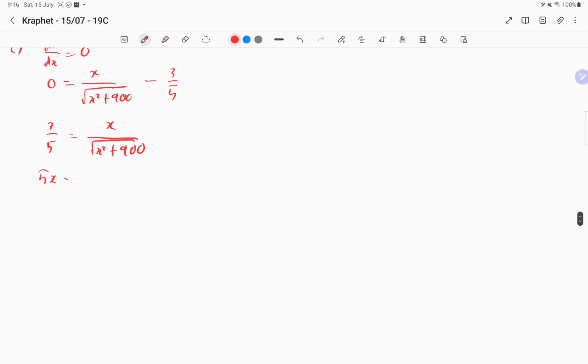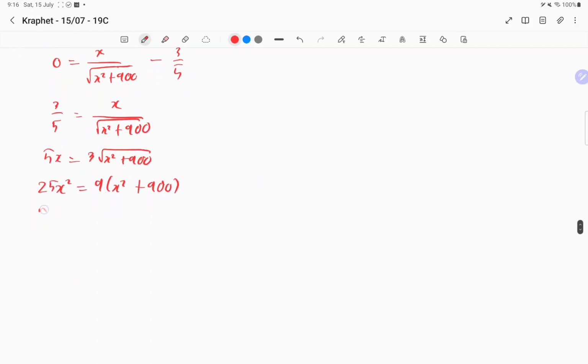I will get 5x equals 3 square root of x squared plus 900. To get rid of the square root, you square both sides, so that'll be 25x squared equals 9 times this expression here. Multiplying that in, 25x squared equals 9x squared plus 9 by 9, 8100. Subtract 9x squared from both sides, that will be 16x squared equals 8100.